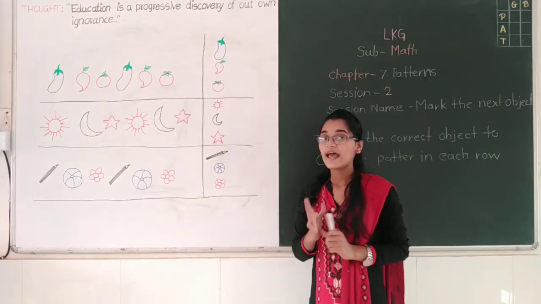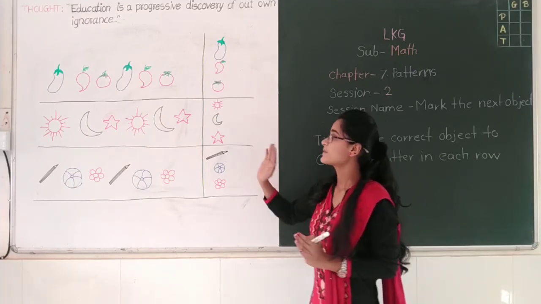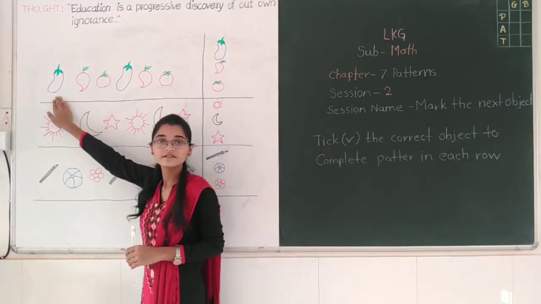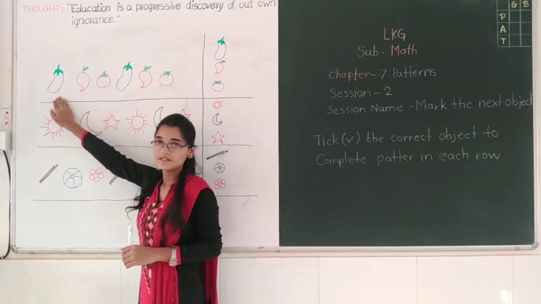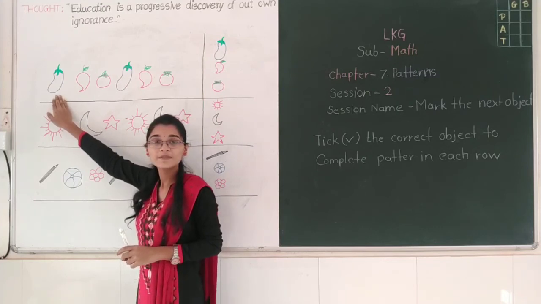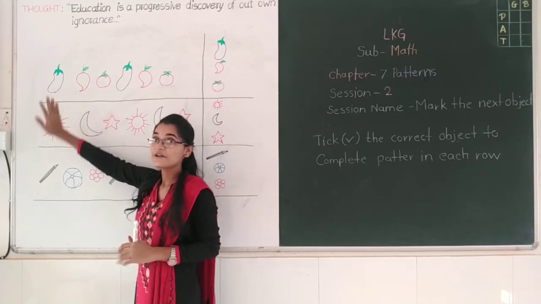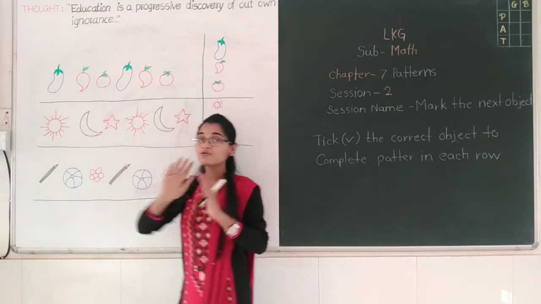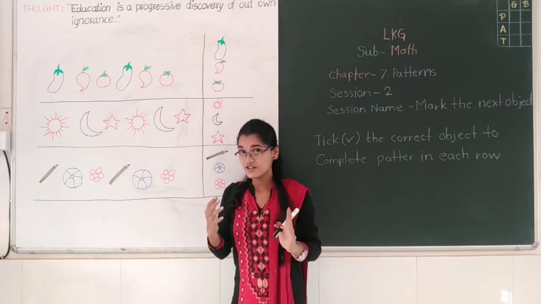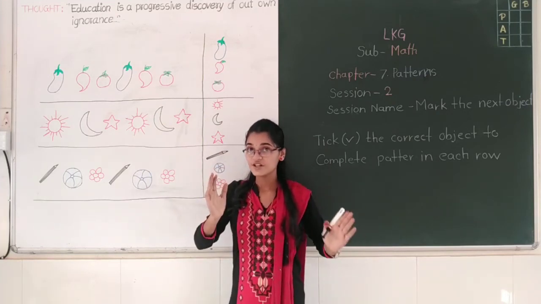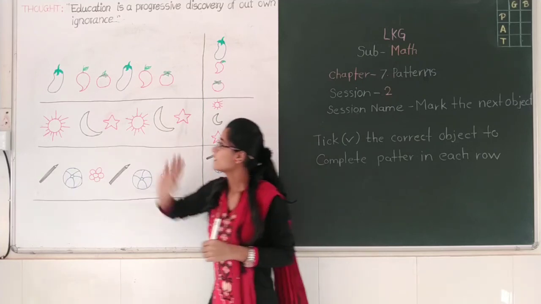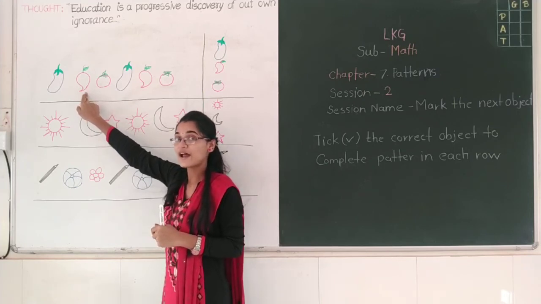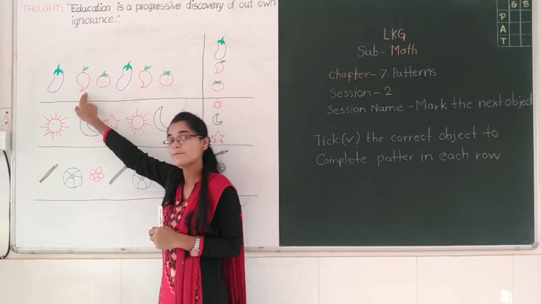look at here. As you can see, I have drawn some pictures here. Look at the first picture. Look at the first row. Which picture is this? Yes, this is the picture of brinjal, right? Now tell me, after the brinjal, which picture have I drawn? Mango, right? Yes, this is the picture of mango.